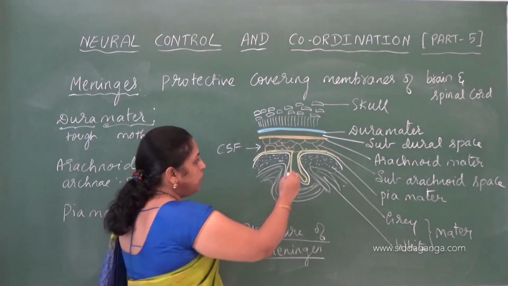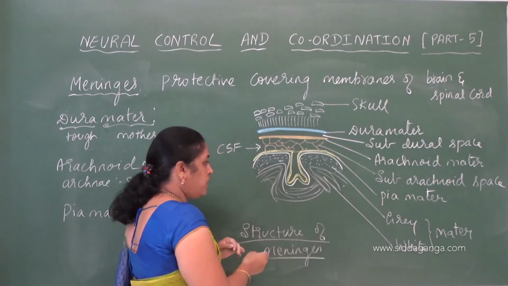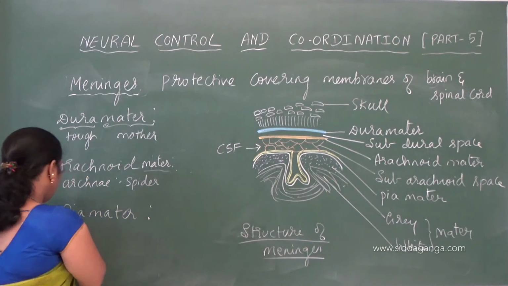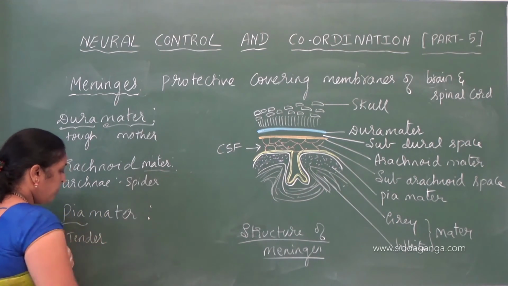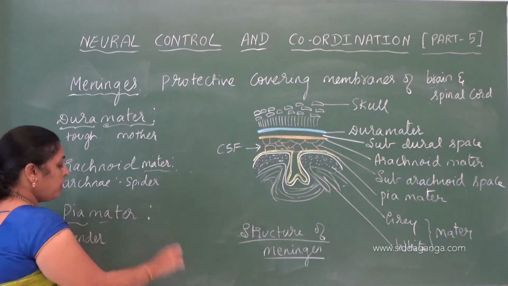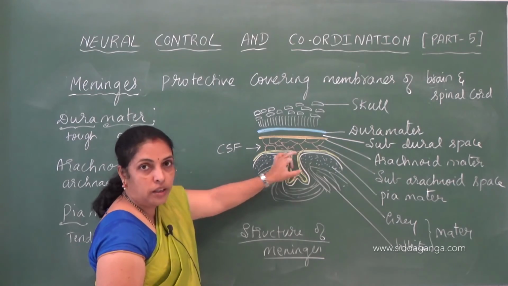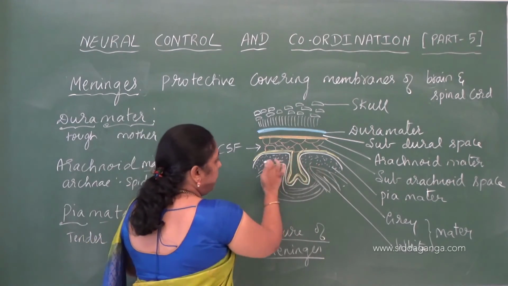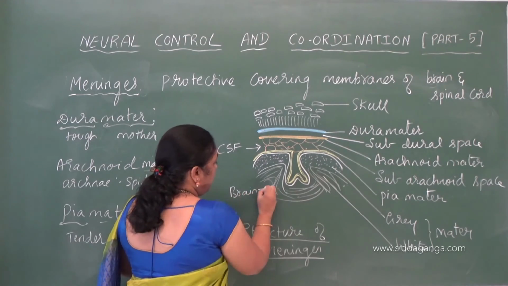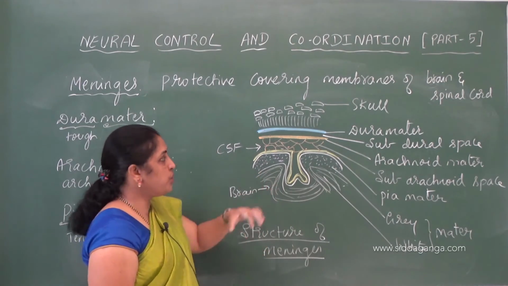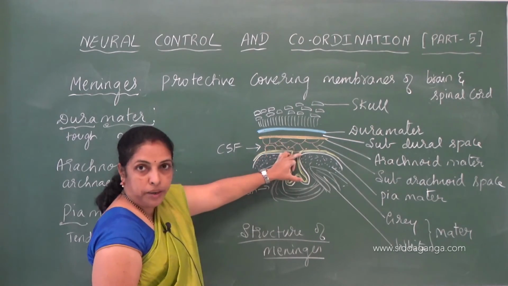And below that we see a third layer of meninges, that is called pia mater. In Latin, pia means tender, and again mater means mother. So the innermost layer is pia mater, which is attached to the brain. Understood? So dura mater, arachnoid mater and pia mater.